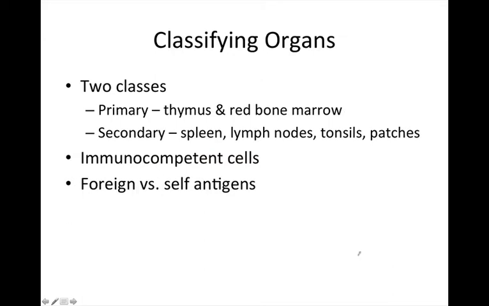Now, let's think about this a little more specifically in terms of functionality. When it comes to classifying organs of the lymphatic system, we can break these down into primary and secondary organs. Primary organs are where the maturation process comes in. The two major cells that carry out the specific immune response are T and B cells, or more specifically, T and B lymphocytes.